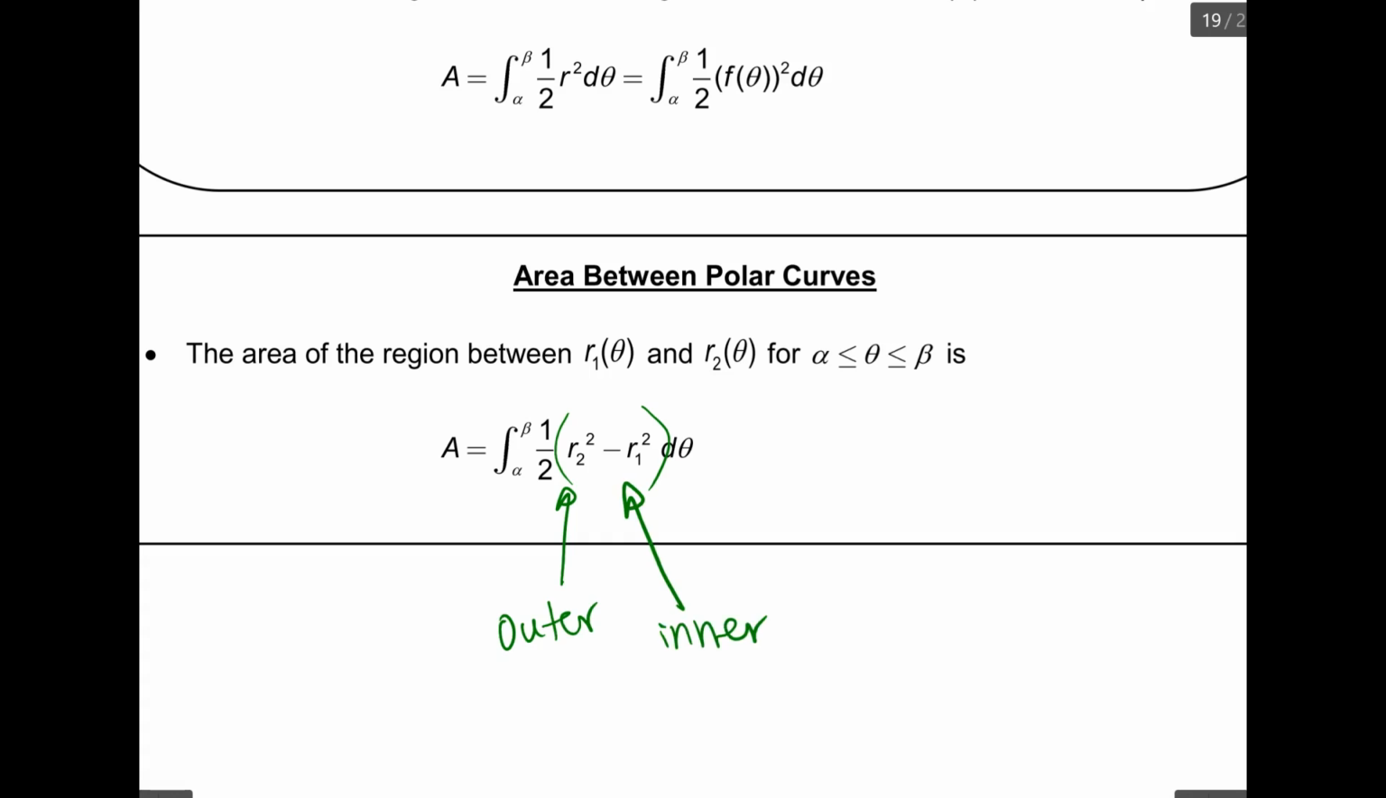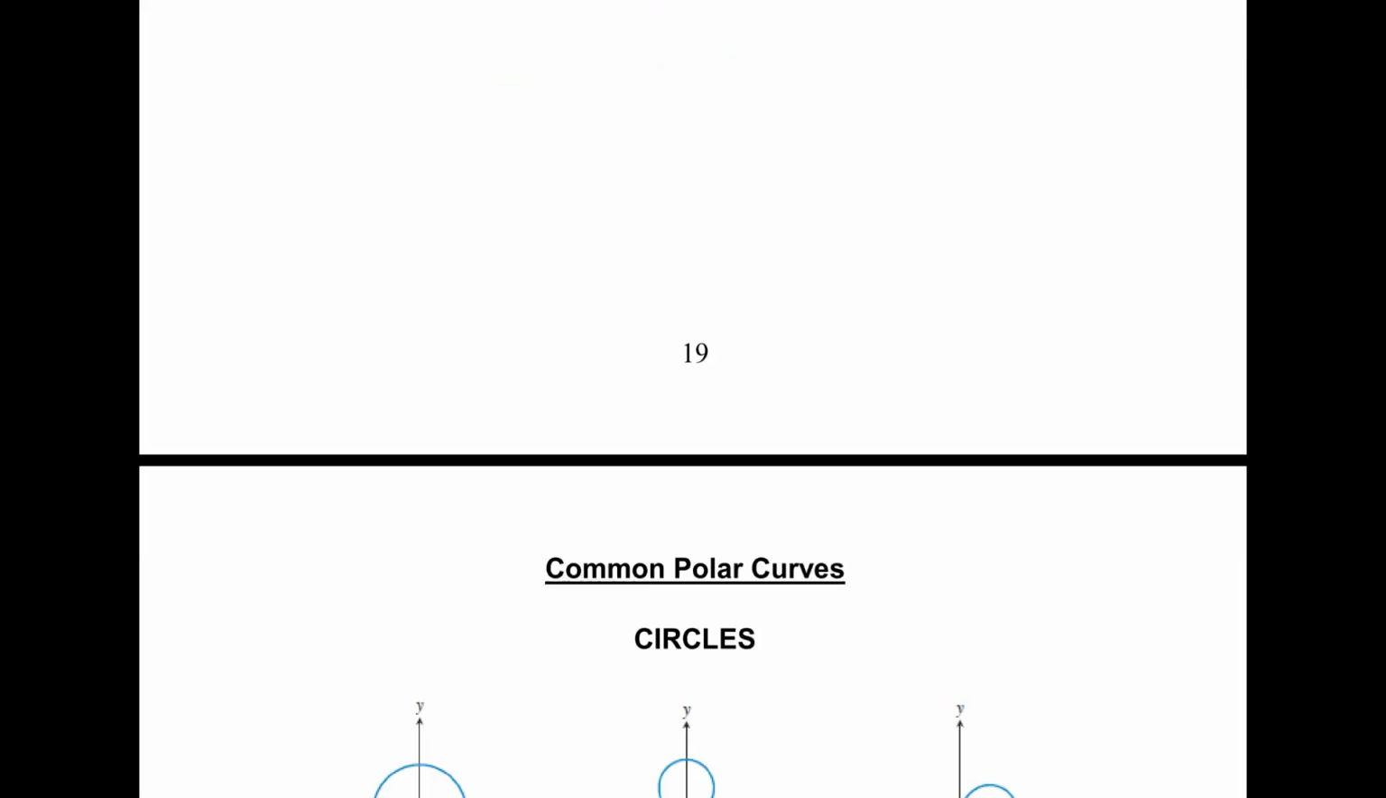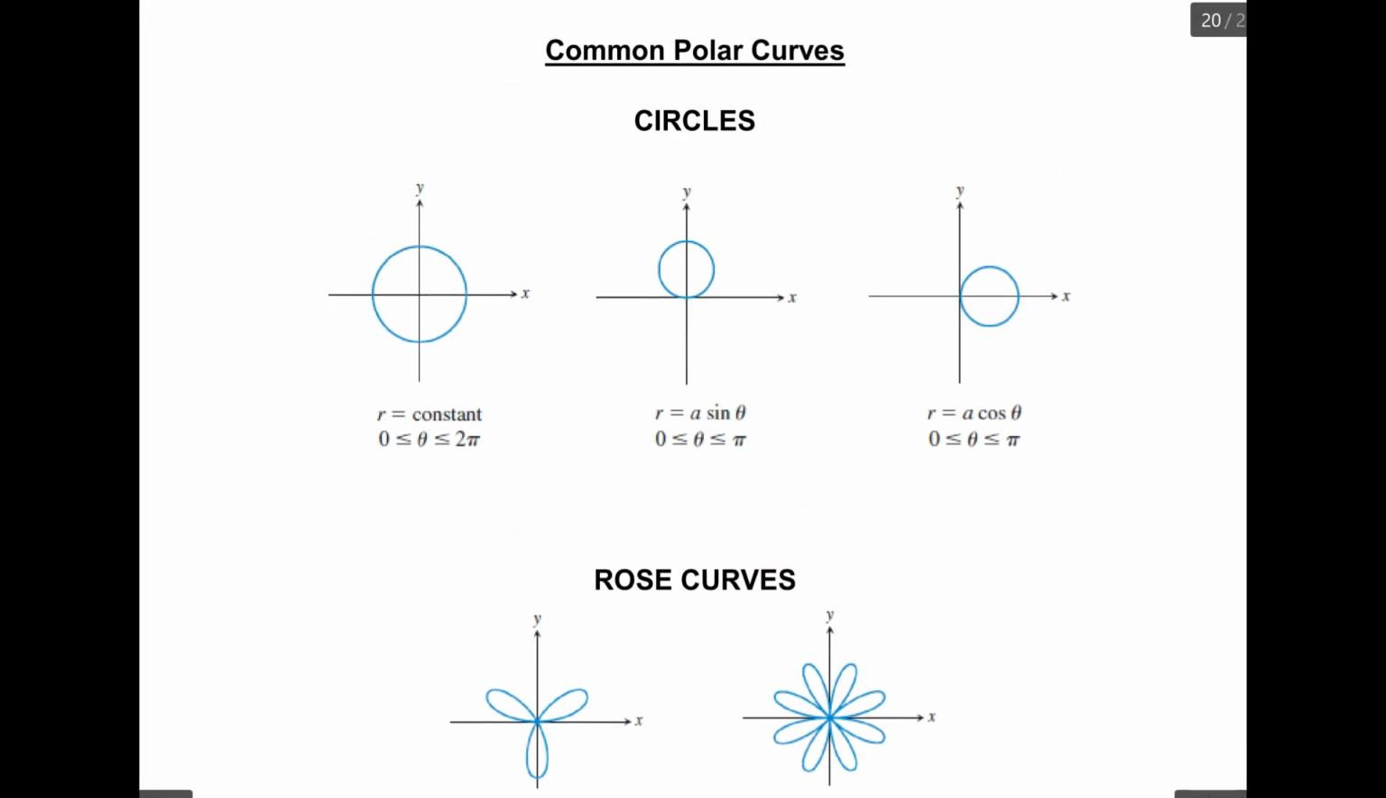Outer minus inner, yeah. Okay. Some common polar curves. Oh, guess what? Circles. If your radius is constant, it's the same everywhere. It's going to be literally a circle.